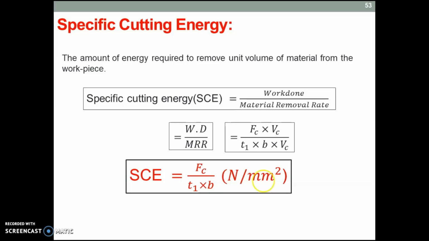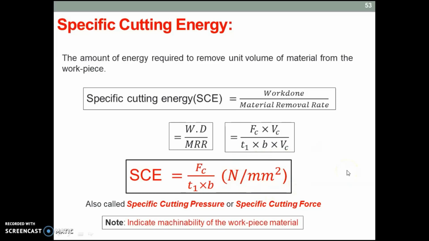What is specific cutting energy? The amount of energy required to remove a unit volume of material from the workpiece. So for removal of a unit volume of material, how much energy you are spending, that is the specific cutting energy. From the unit, you can say it looks like the unit of pressure. So the specific cutting energy is also called specific cutting pressure or specific cutting force because of the unit. And it also indicates the machinability of the workpiece, whether the machinability is good or bad.